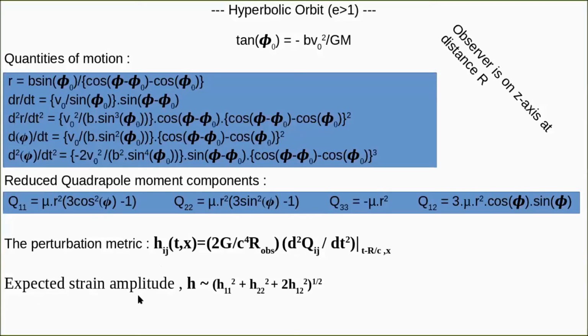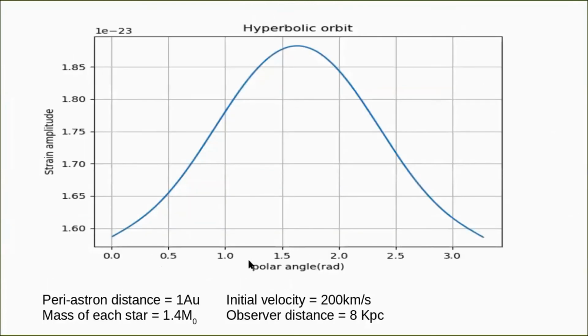So the expected strain amplitude, we define the h as this kind of thing, which is h11, h22 means the h plus components, and the h12 is the cross component. And we can see, with variation of polar angle, the strain amplitude varies like this. So first it starts from 0 0, that is the starting point, and the ending point at polar angle pi, and the motion ends here, and the maxima is at 1.57, that is at pi by 2.